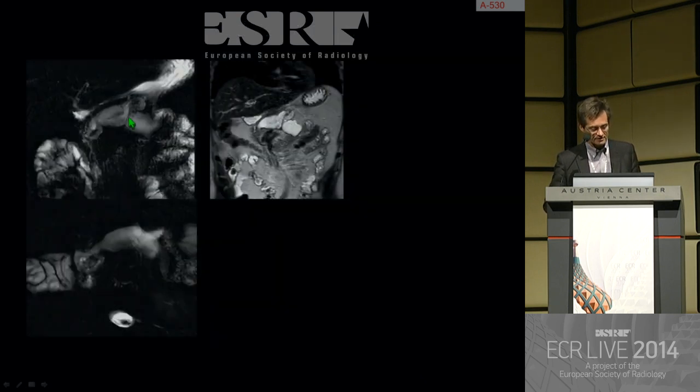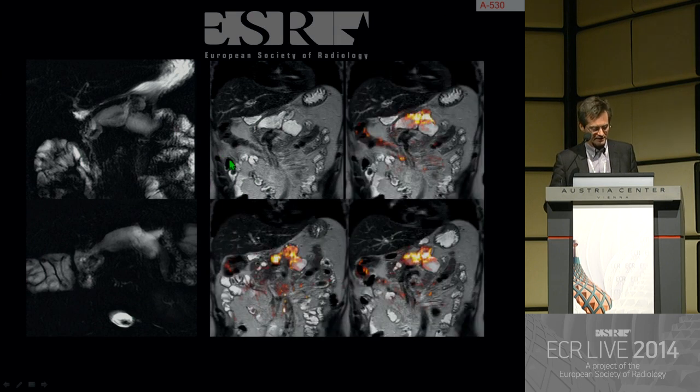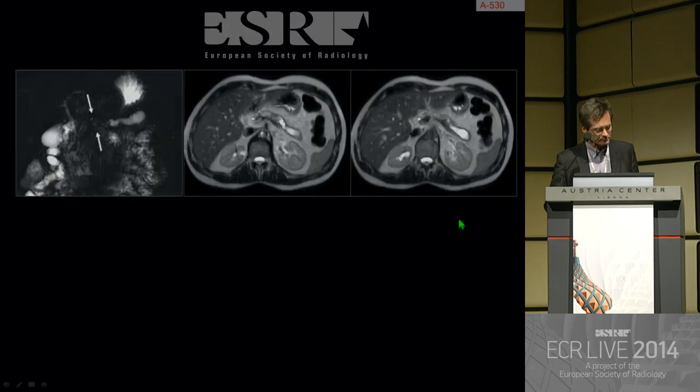Another example is the use of diffusion-weighted imaging when you have these large lesions to detect the solid components and to predict for malignancy. This is a very nice example of the involvement of the main pancreatic duct with this huge solid nodule and associated diffusion restriction.